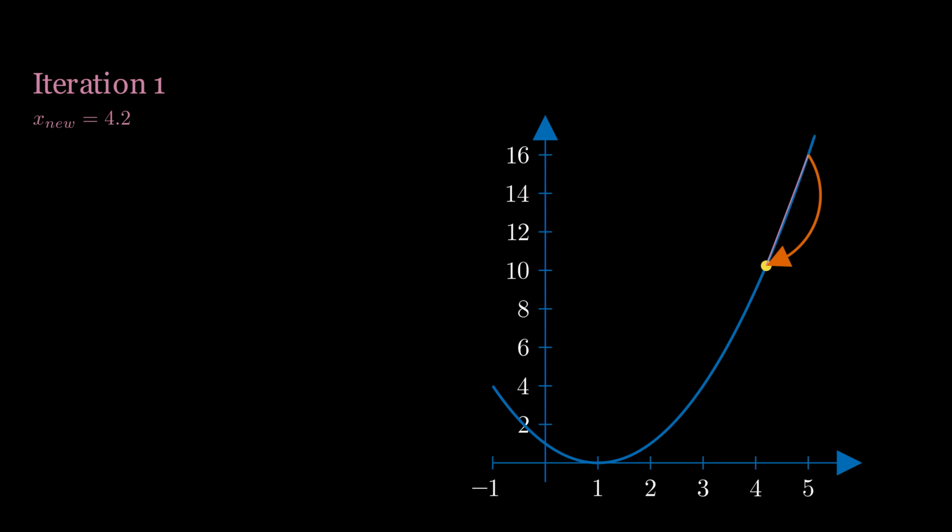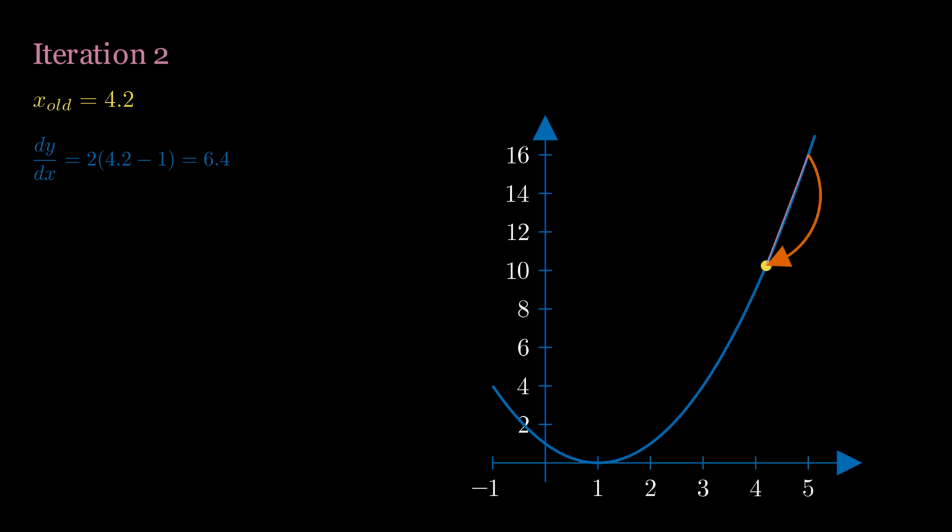Now we perform our second iteration. Our previous result, x equals 4.2, now becomes our new x-old. At this new position, we recalculate the gradient. 2 times 4.2 minus 1 yields a slope of 6.4. Using the consistent learning rate of 0.1, we update our value: x new equals 4.2 minus the product of 0.1 and 6.4. This results in a new position of x equals 3.56. As you can see, notice in the graph how we moved one step nearer to the min point after the second iteration.